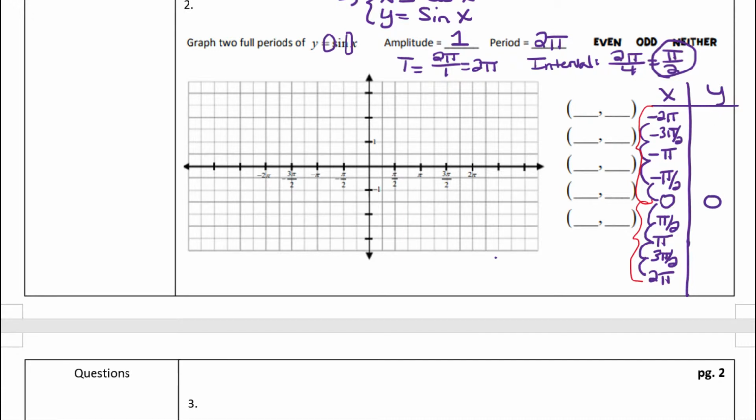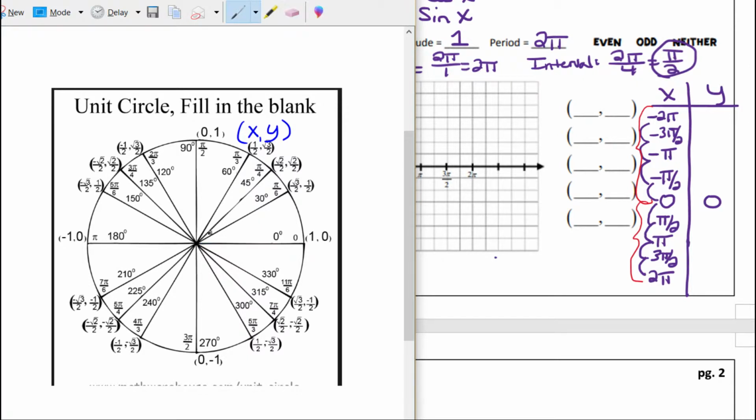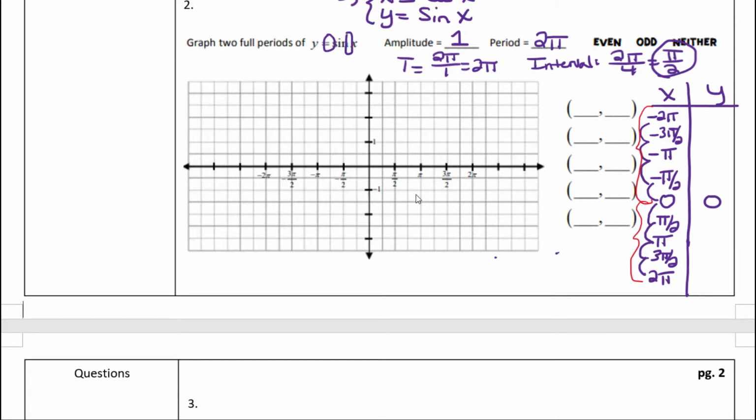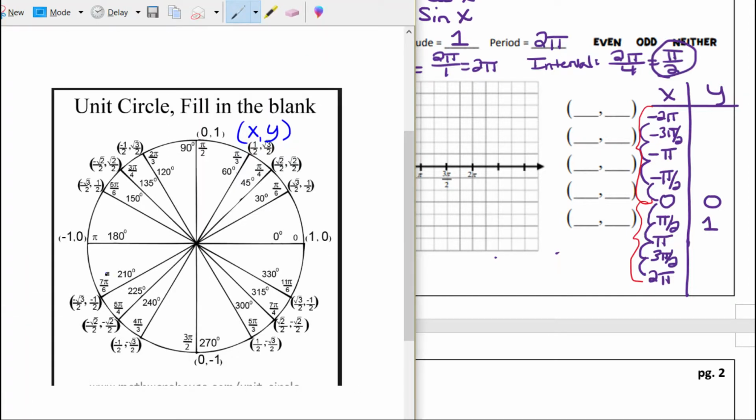Sine of pi over 2. This is 90 degrees over here. The sine is 1. The sine is the y value there, okay? Now we want sine of pi, so that's sine of 180 degrees. The y value is 0.